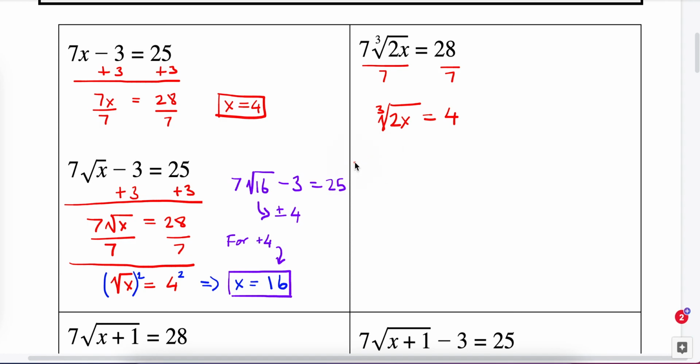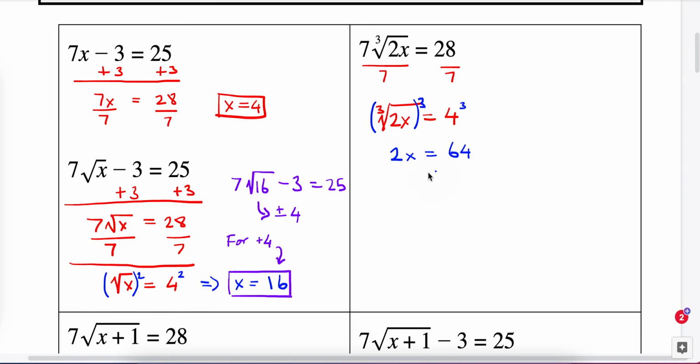Now we're raising both sides here to the power of 3, to get rid of this cube root. That will then give us 2x equals 64. 4 to the power of 3 is 64.